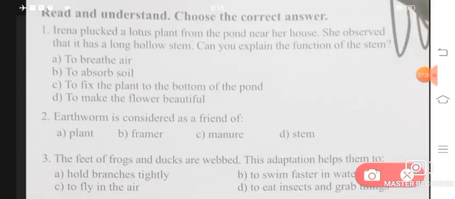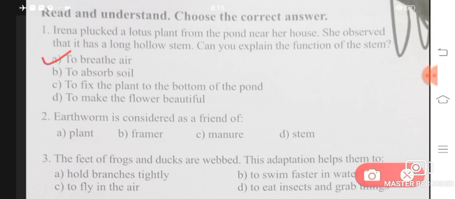Next page. Arina plucked a lotus plant from the pond near her house. She observed that it has a long hollow stem. Can you explain the function of the stem? Hollow ka matlab jo andar se khali hota hai. Answer is your A. To breathe air. Hawa lene ke liye.